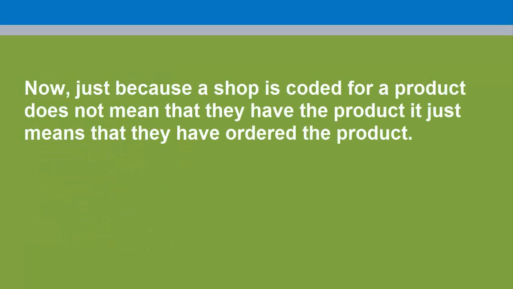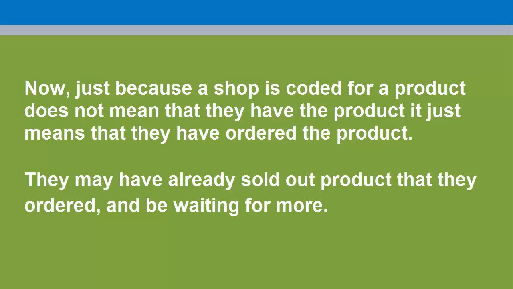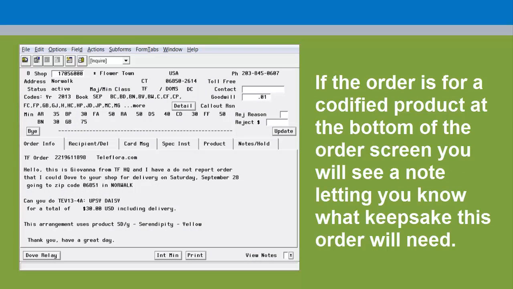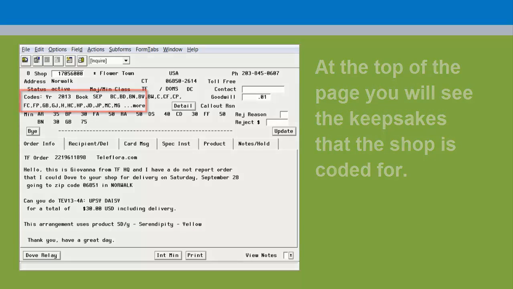Now, just because a shop is coded for a product does not mean that they have that product. It just means that they ordered that product. They may have already sold out of the product that they ordered and be waiting for more. If the order is a codified product, at the bottom of your order screen, you will see a note letting you know what keepsake this order will need, and at the top of the page, you will see the keepsake that the shop is coded for.